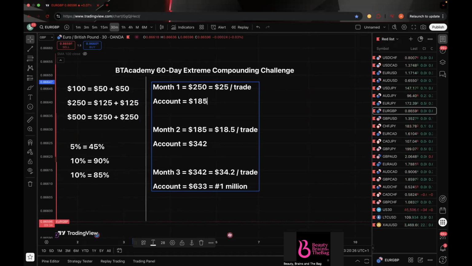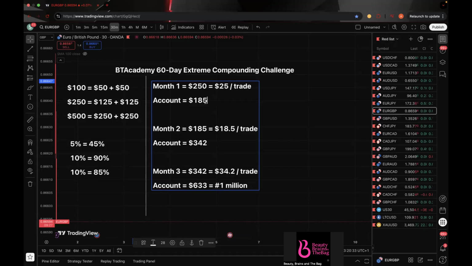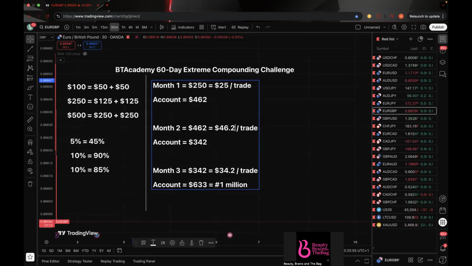So 85% on 250, that's 462. Then the next month, we have 462, so we're risking 46. This is what I'm basically risking on my account, and this is how my own account is estimated to grow, to $855.